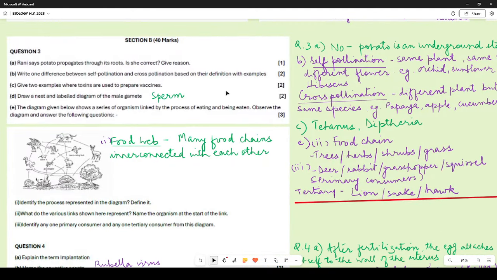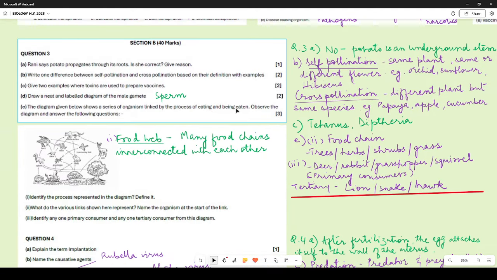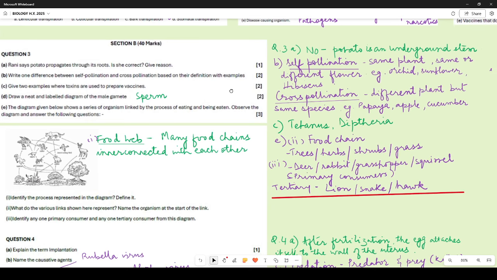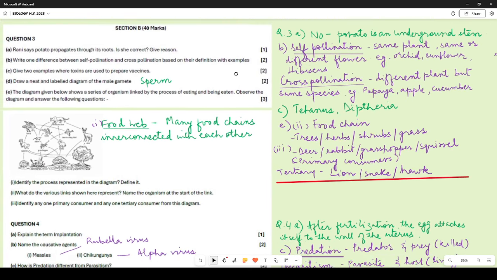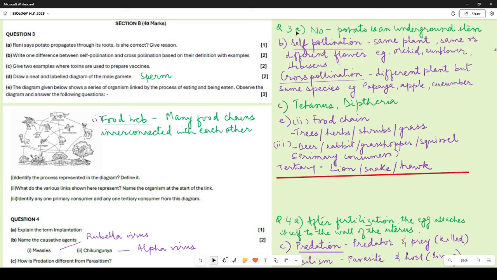Now let us move on to section B. Rani says potato propagates through roots. Is she correct? Give reason. No. Many have written yes. No, how is it? Potato is an underground stem. It propagates through its stem. That is what you have to give. So if you say yes, then automatically your answer is wrong.